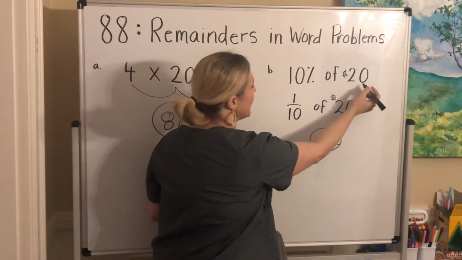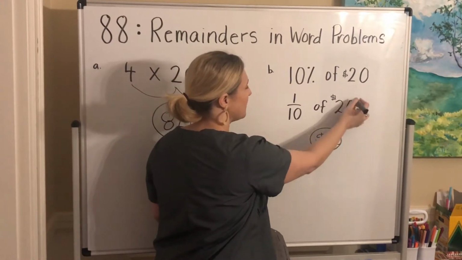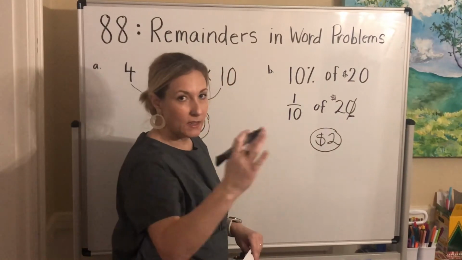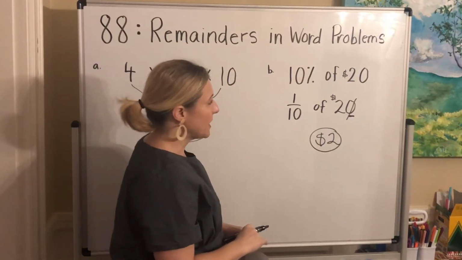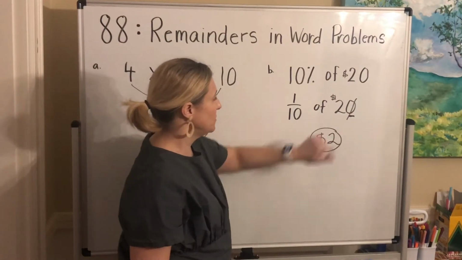Basically, because it's a tenth of it, you're just taking the zero off, because each place in our number system is times 10. So a tenth of that will be $2.